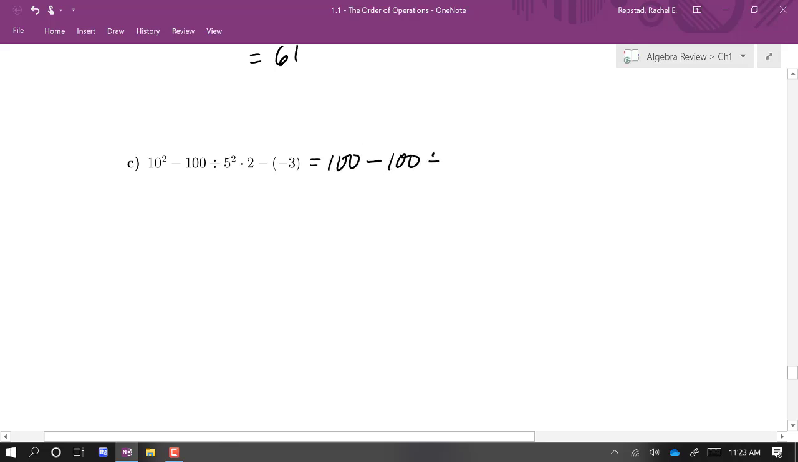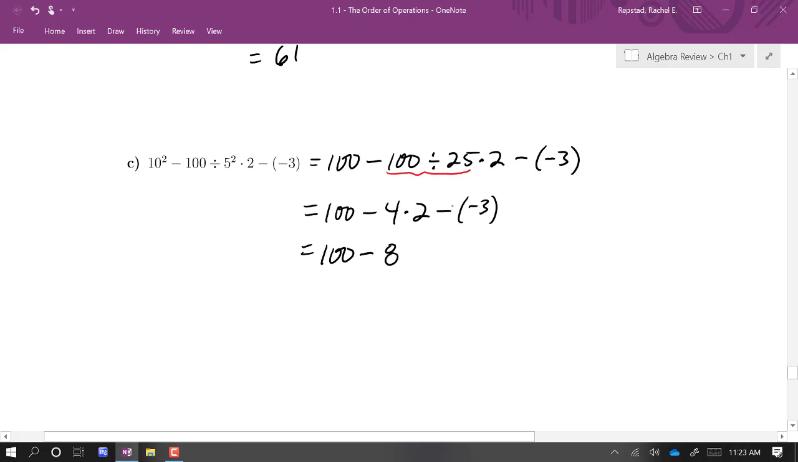Minus 100 divided by 5 squared is 25. Next, now that we've taken care of the exponents, we do multiplication and division as they appear left to right. So that means that the very next thing I'm going to do is this division right there, because that's the first one that appears starting from the left. So 100 divided by 25 is 4. And now 4 times 2 is 8. And then minus -3. I'm going to go ahead and just write that as plus 3.